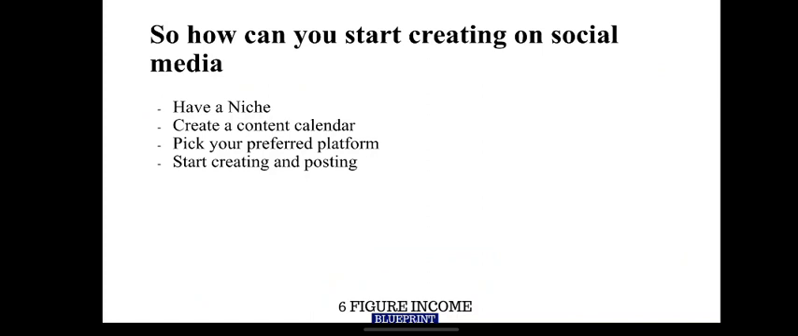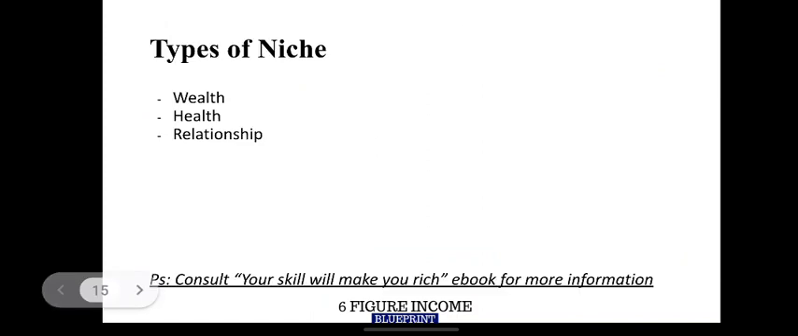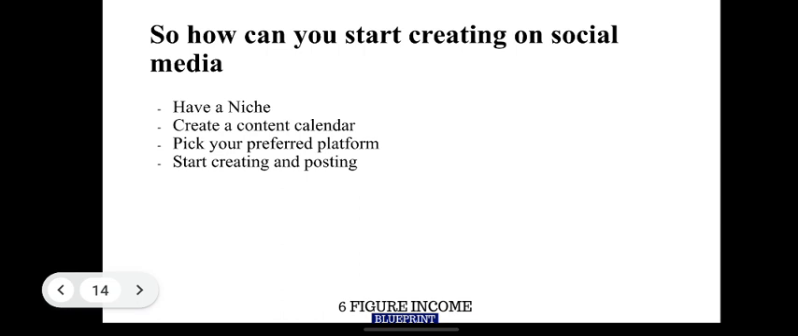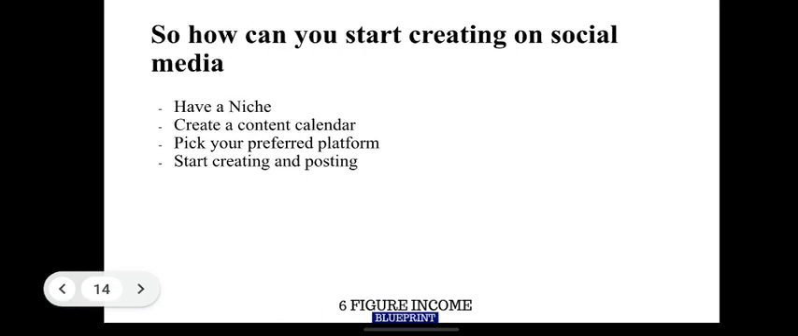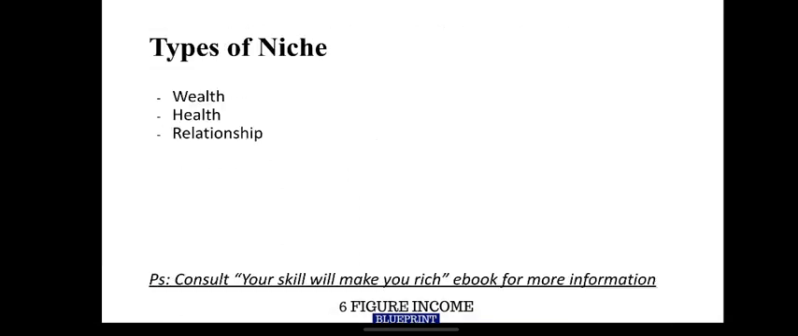Now, how can you start creating content on social media? Number one thing you need to do is you need to have a niche. I think should this be another video, or we should just keep it in one video? No, let it be in this video. First thing you need to do, you need to have a niche. Second thing you need to do, you need to pick a preferred platform. Third thing you need to do, you need to create a content calendar, and you need to start posting. Now I'm going to tell you some truths in this video.